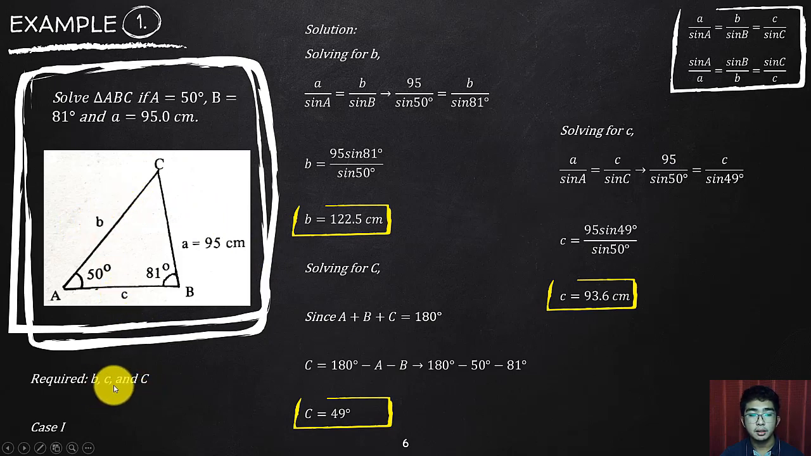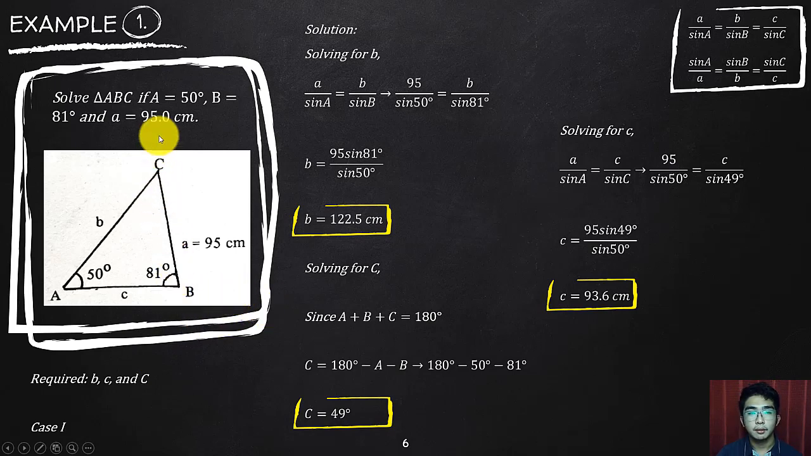So we're looking for side B, side C, and angle C. Okay, we're going to solve first for B. Looking at the formula, again, the principle here, or what you need to develop, is to use the given values to solve for the unknowns.